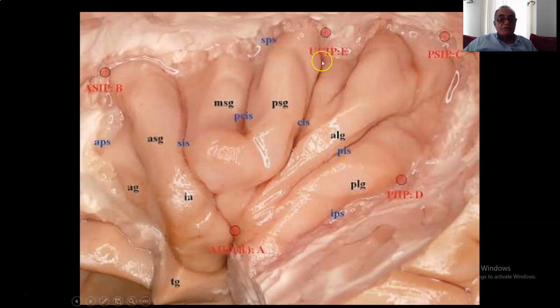Remember when I told you the central sulcus continues into the insula? Yes, it divides it into anterior short gyri, anterior, middle, and posterior short gyri. And posteriorly, there are two long gyri, anterior long gyrus and posterior long gyrus.